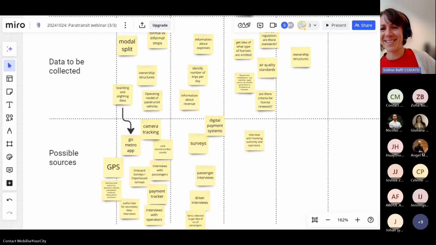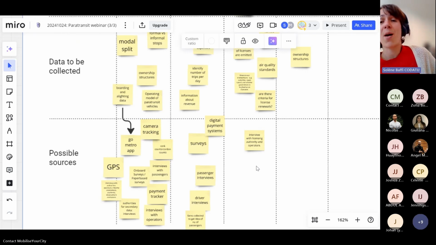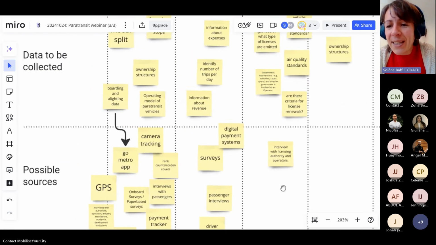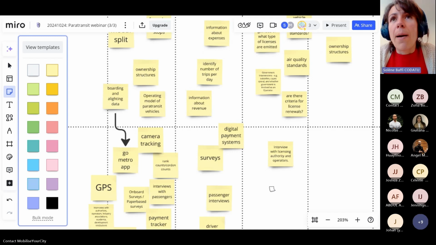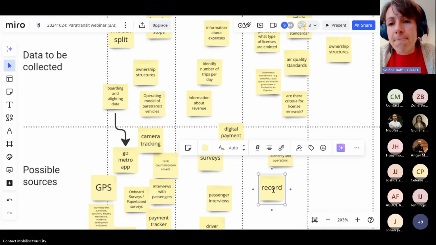I think you're already anticipating a bit when you're mentioning phasing out of paratransit to introduce BRT in the future. That might be one of the options, but maybe not the only option. But that will be discussed in exercise 3. So yeah, interview with a licensing authority and operators. In many cities, there is a record of the licenses that are being emitted, even when there is no regulation. So that can be also an important source of information.